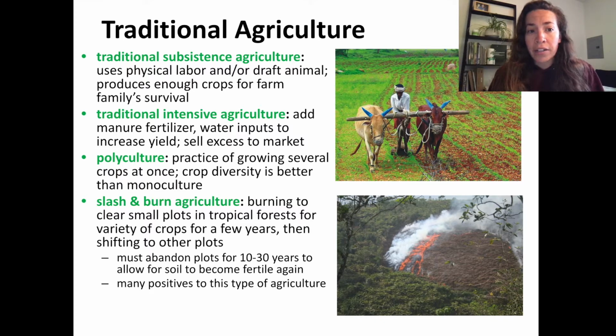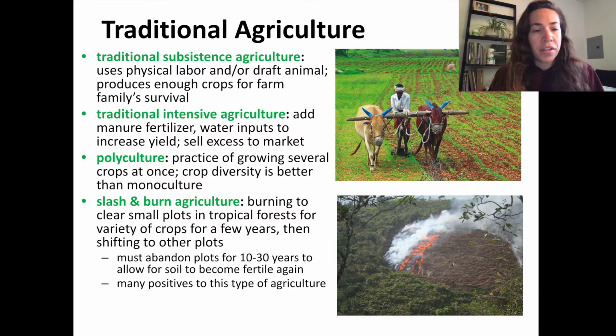Traditional intensive agriculture is a step up, where we start to use manure-based fertilizers, we start to use water inputs through basic irrigation methods, and we can sell any of the excess food that we produce on that land at the market. So it's a step up towards more intensive agriculture, but it uses a lot of the same traditional methods.